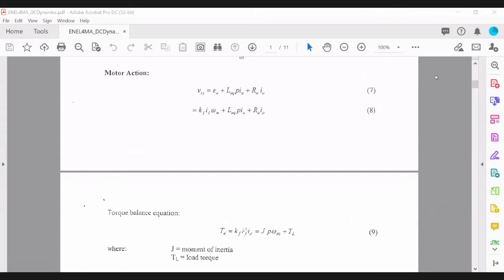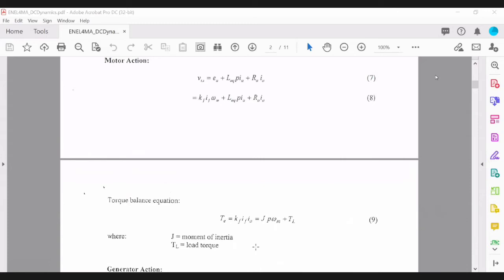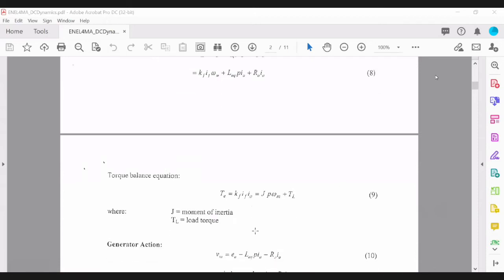And when we look at the output torque, which is TE, given by KF IF IA, that will be equal to J times P omega, so that's d omega by dt, plus TL. So TL is your load torque and J is your moment of inertia of the motor.